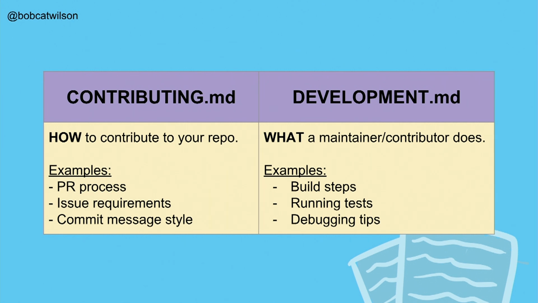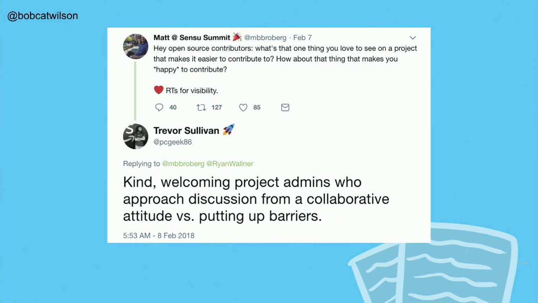So how do we write a great contributing guide? Let's look at some tweets from the community. So Matt from Sensu asks, what makes you happy to contribute to an open source project? And Trevor from AWS specifically points out it's the attitude. A warm, welcoming, collaborative attitude is what makes him really happy to contribute to a project.